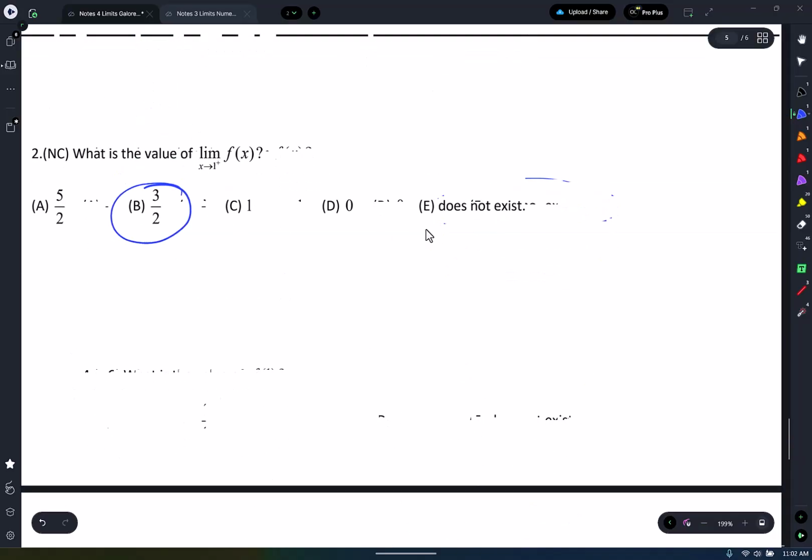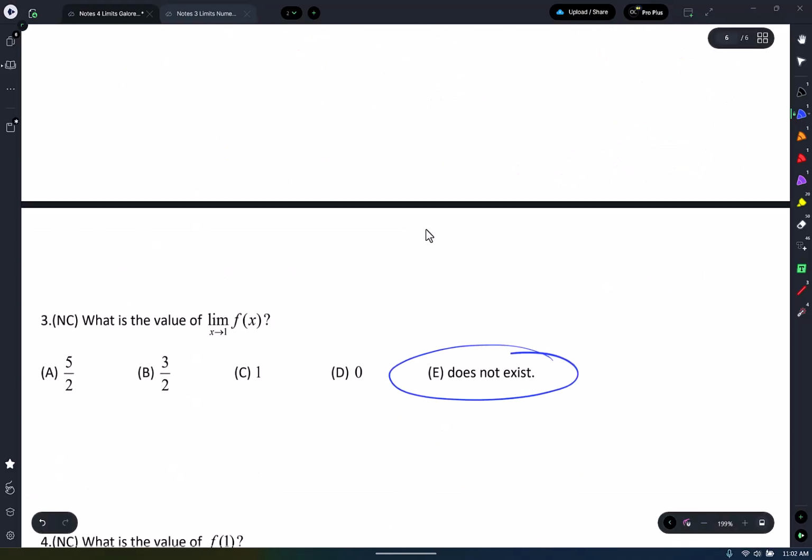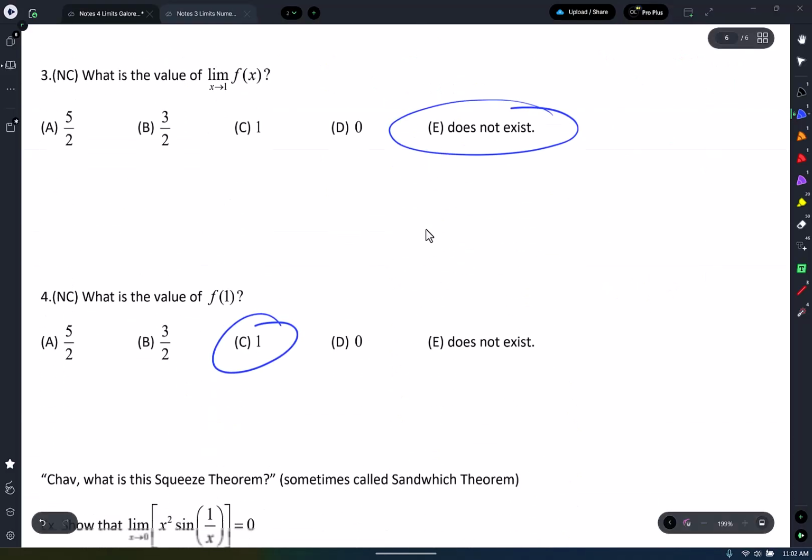What is f of 1? Well, if I plug in a 1, which one do I use, A or B? A. Why am I using A and not B? Because there's an equal sign down there. So 2 minus 1 is 1. So there it is. See, so you guys are good at these.